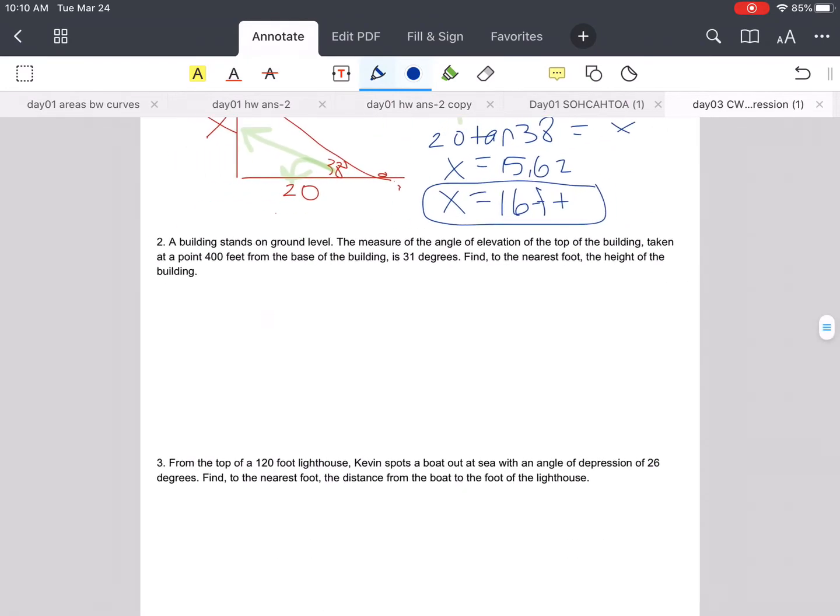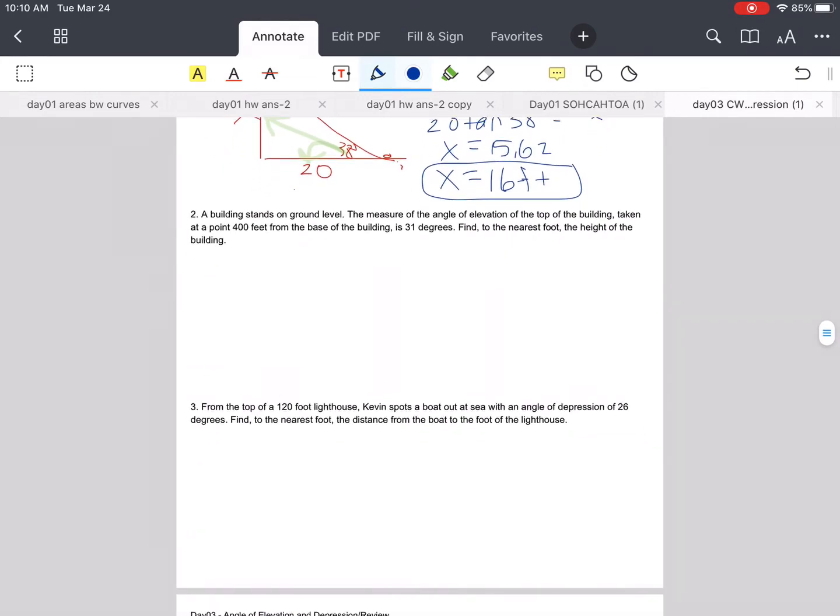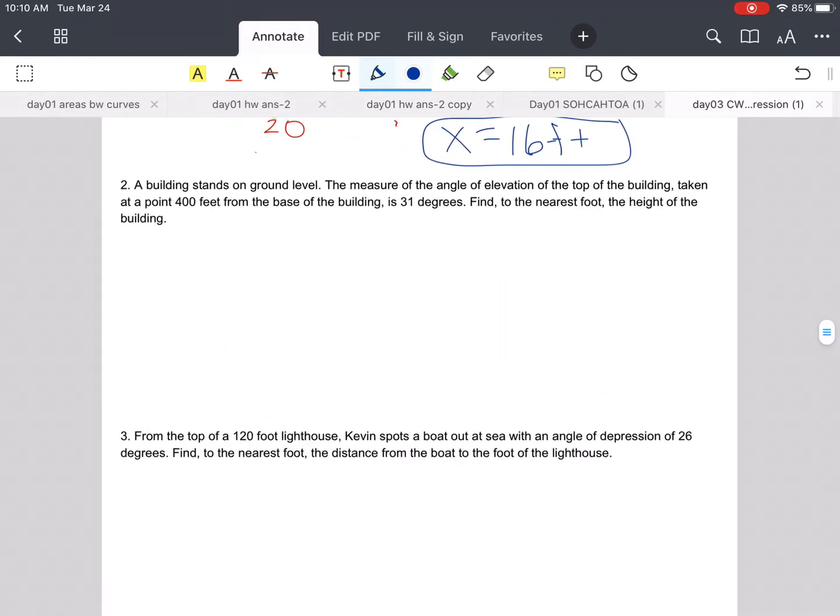Okay, next one. If you think you're getting it, like I said, pause and try it and then fast forward to the answer and see if you got it. Okay, that's all that is.